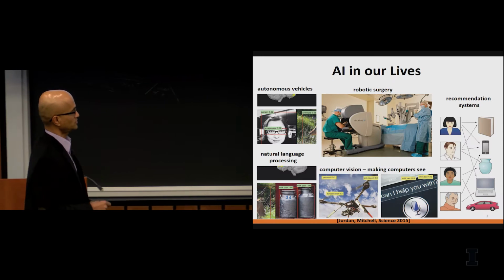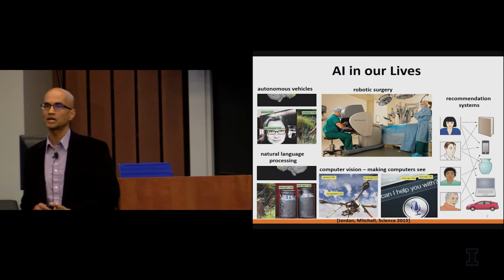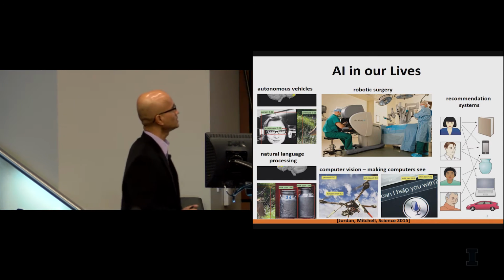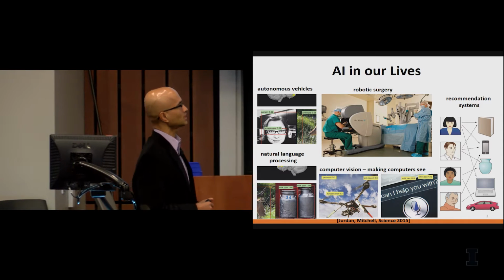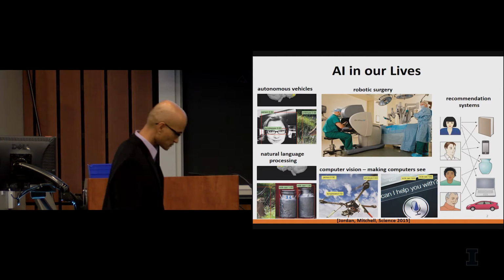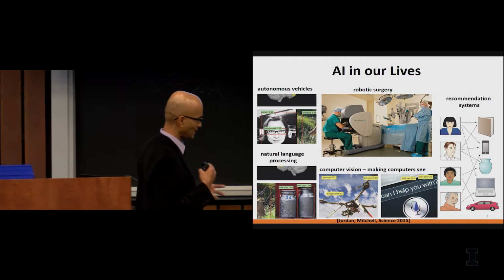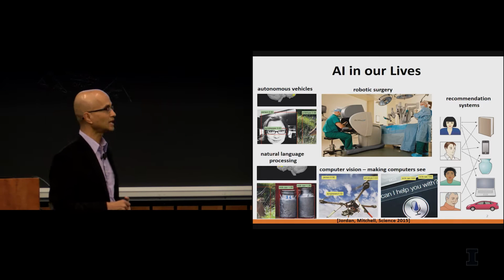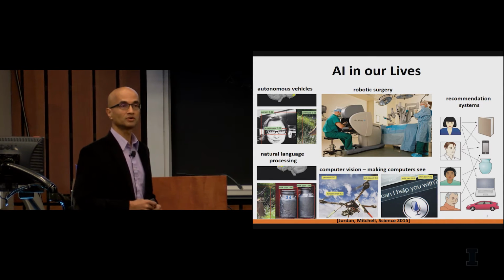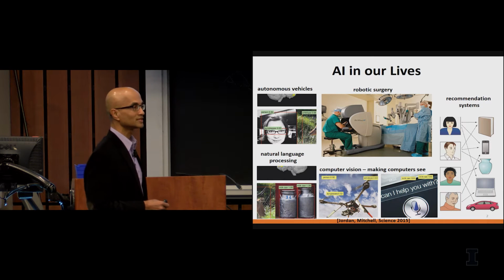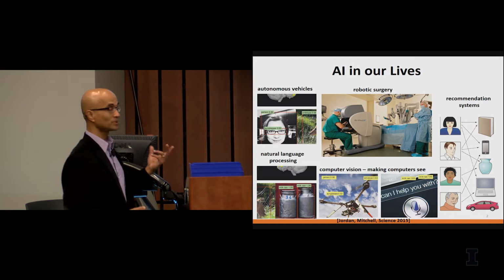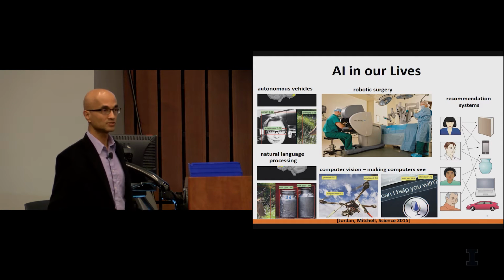So AI has really taken over, not yet taken over, but it's slowly starting to take over a lot of these social systems, a lot of the products and activities that we engage in our daily lives. And these are a few of the examples. Autonomous vehicles, we have heard some not so good news in recent times about autonomous vehicles. But this is one of the applications that technologists are looking at.